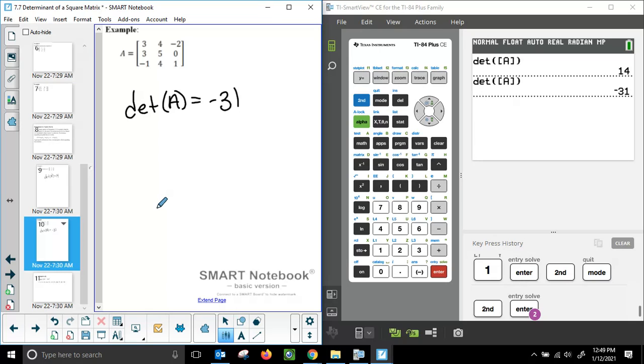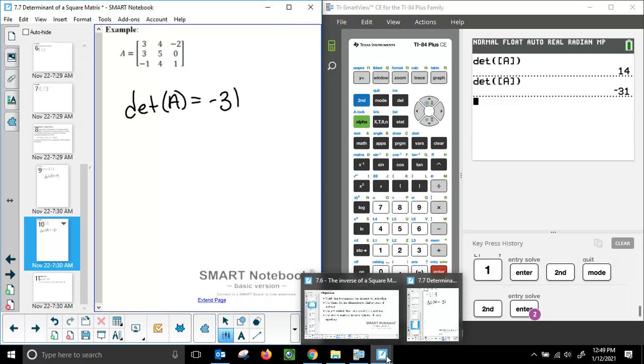So if it's a 2 by 2, then we go ahead and use our formula, AD minus BC. If it's anything larger than that, 3 by 3, 4 by 4, then we just go ahead and use our calculator. Do note that you can only find determinants of square matrices, which means to be square, you have to have the same number of columns and rows.